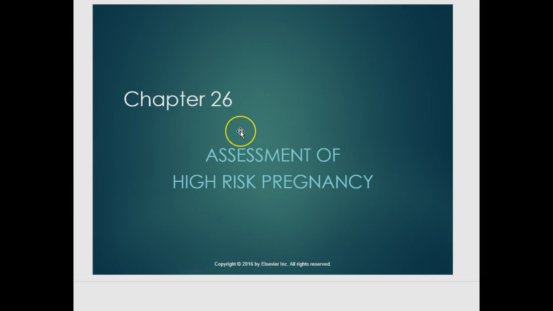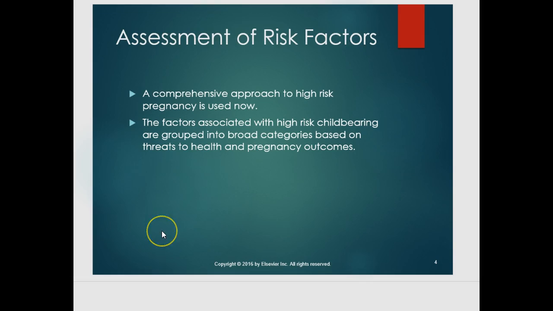I want to talk to you about chapter 26, some tests which we do in pregnancy, and some of these tests do appear on the NCLEX and you will have them on my test. I'll be very specific about the test and the things that you need to know. So we're going to skip on down to assessment of risk factors.